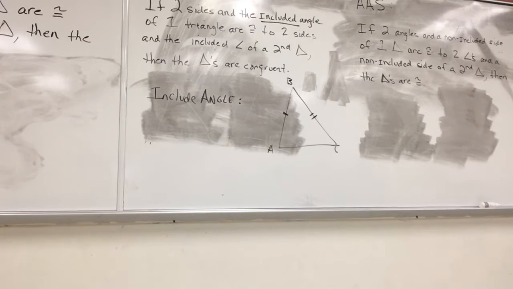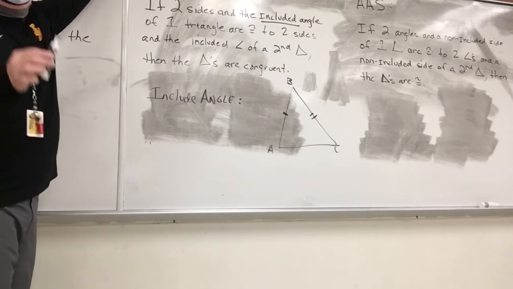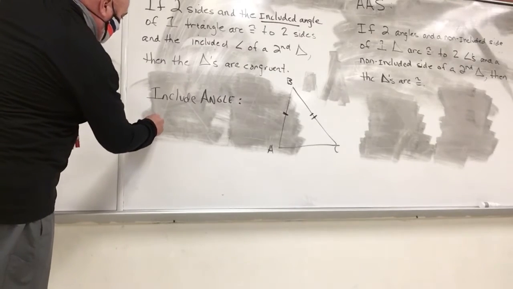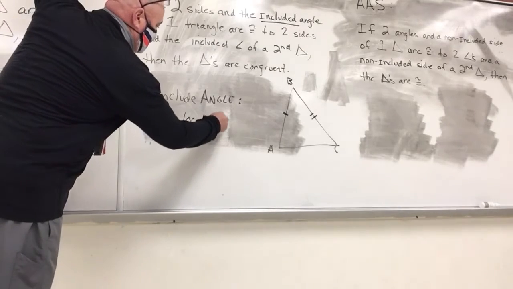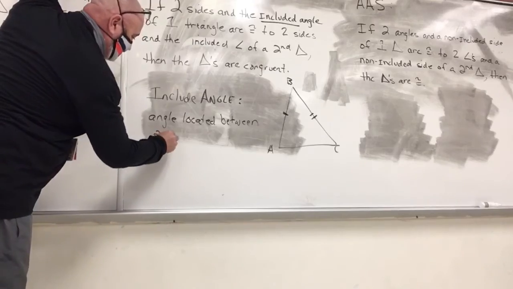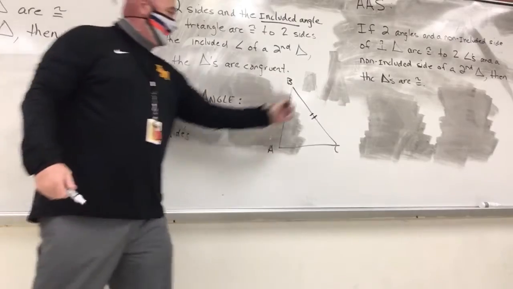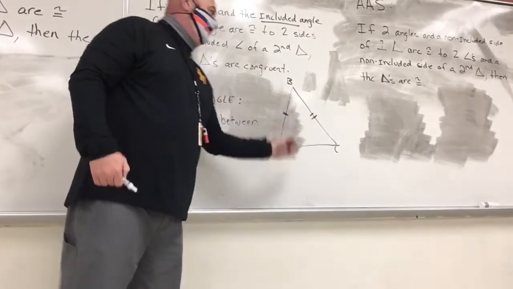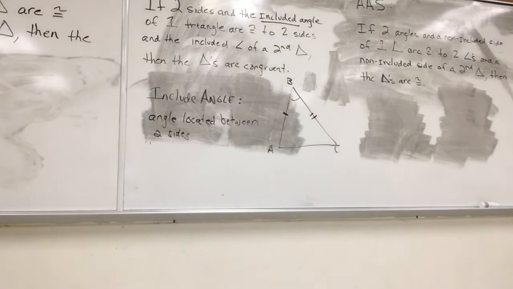Let me give the definition for an included angle. It is the angle that is located between two sides. So in this case, we're talking about this side right here, and this side right here. What angle is between this side and this side? B. That angle right there is the included angle.